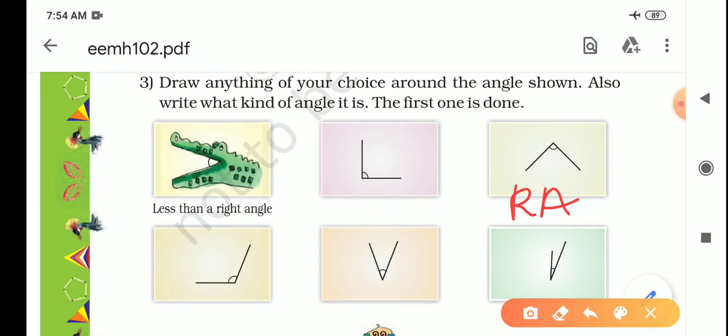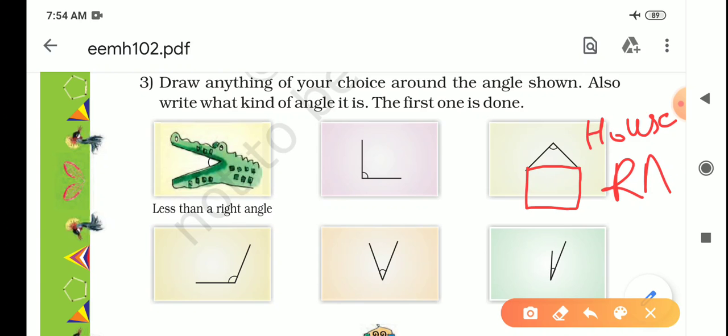Now here I am drawing one house like this. So you will have to write here house, and you have to write right angle like this. After that, in our fourth picture, what is given? What is our fourth picture?